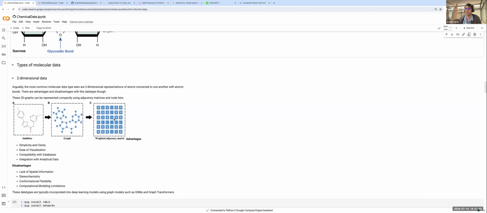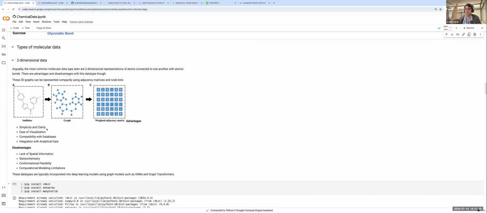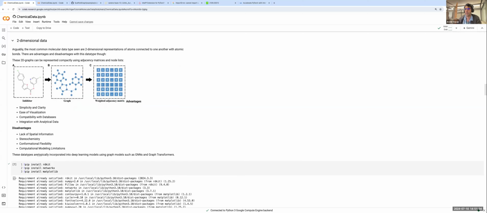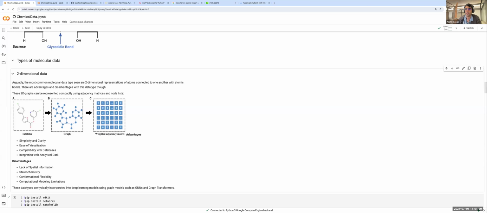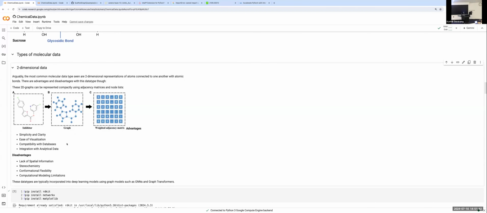And so this is useful because using this kind of graph structure, it's pretty simple to understand. It's also easy to visualize, and many databases contain graph structures, and also analytical data such as NMR can be easily integrated into graphs like this. So a disadvantage of using just these 2D graphs is that you can lack spatial information, and you also can't account for flexibility in the compounds themselves. And so before I continue, are there any questions up until this point? Keep going.